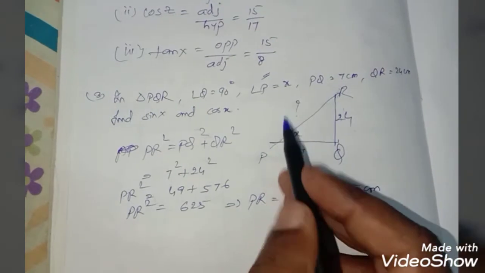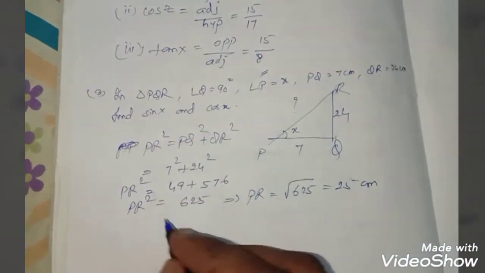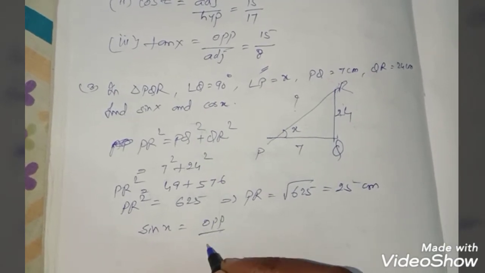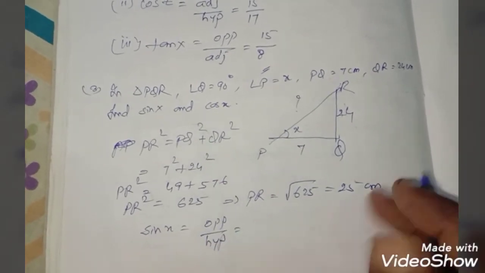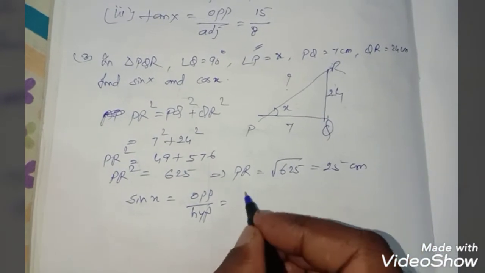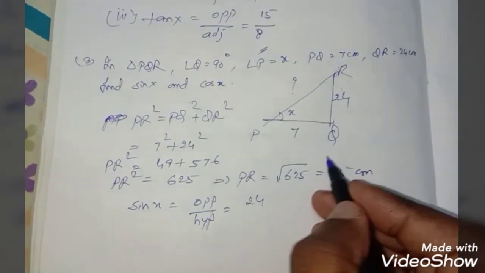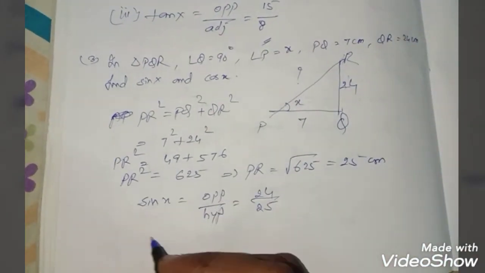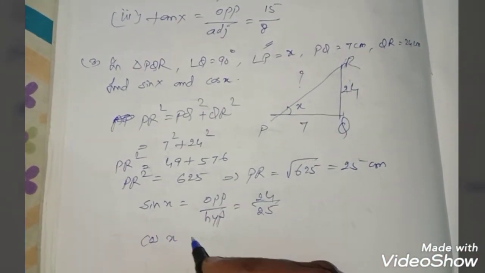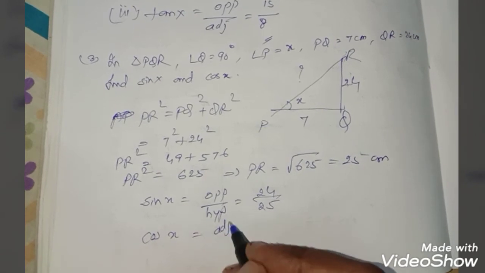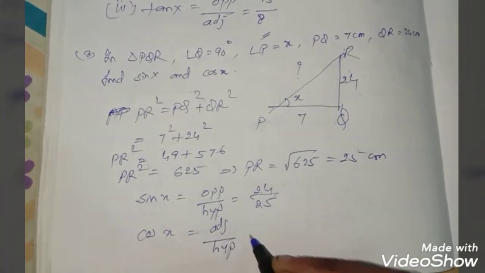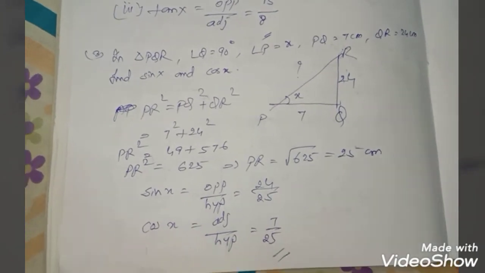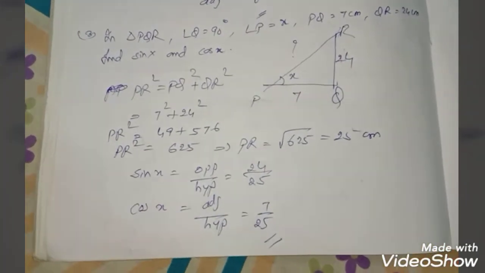Now after getting this hypotenuse, you have to find the ratio of sin x. Sin x is nothing but opposite by hypotenuse. So the opposite value is 24 and the hypotenuse value is 25. Already we have measured. The next ratio is cos x. Cos x is nothing but adjacent by hypotenuse. So the adjacent value is 7 and the hypotenuse is 25. So like this we are finding your values.